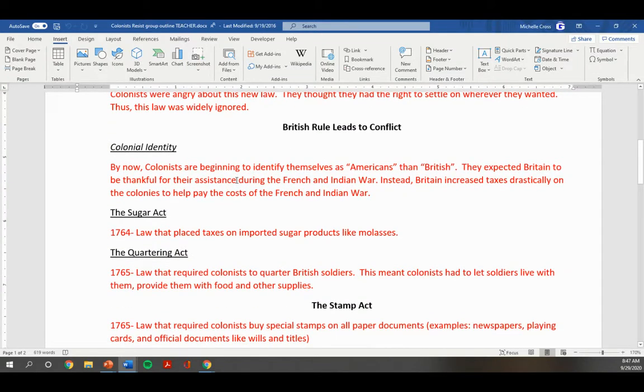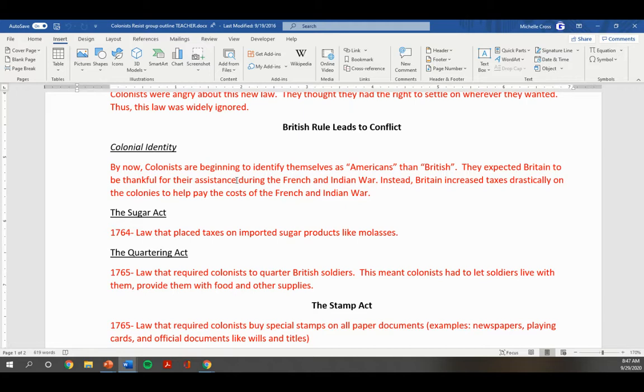British rule leads to conflicts. Colonial identity is changing. Many colonists, we are third and fourth generation Americans by now, are beginning to identify themselves as Americans rather than British. They are British nationalists, but they are born Americans. They expected Britain to be really grateful for their assistance during the French and Indian War. Instead, Britain has increased taxes dramatically to help pay costs of the French and Indian War.